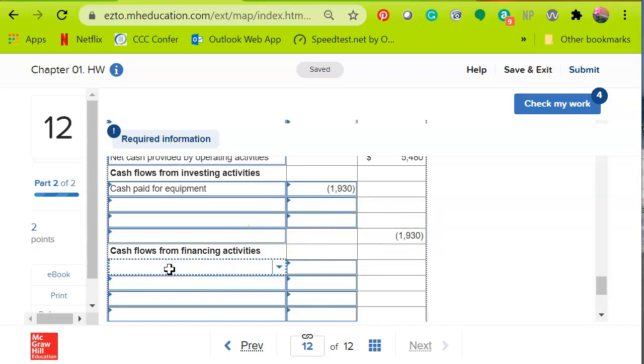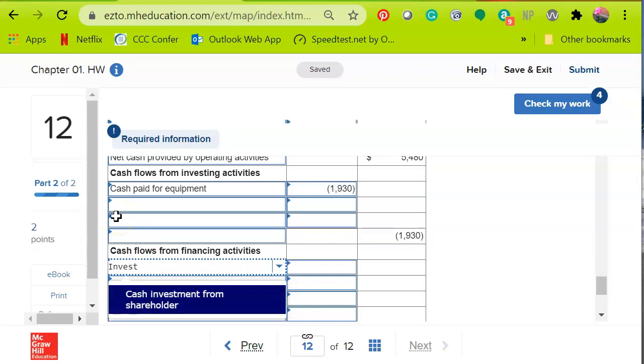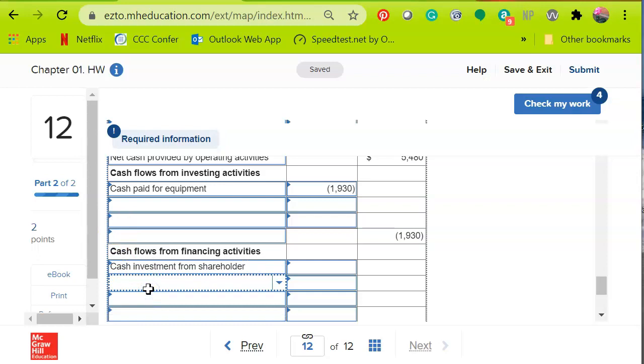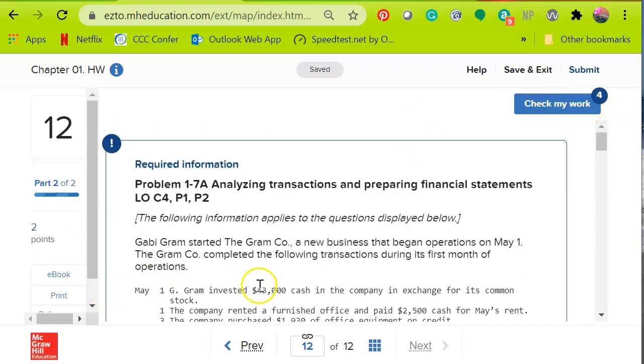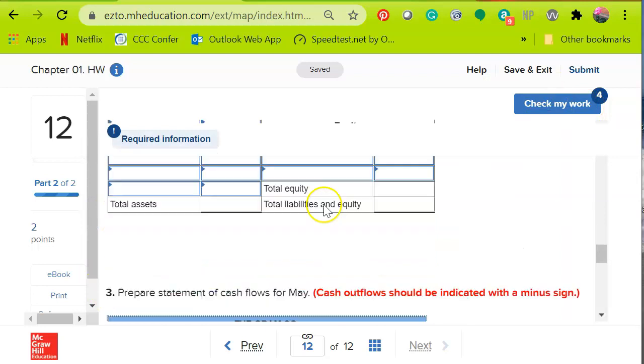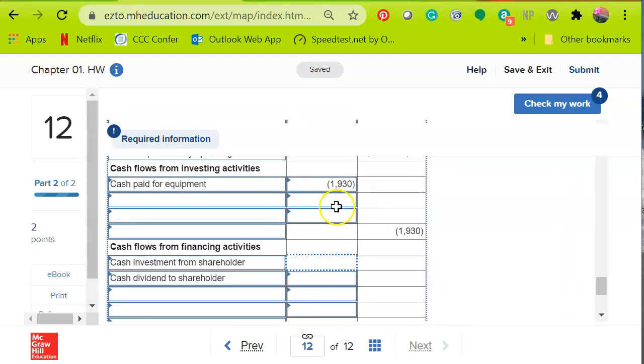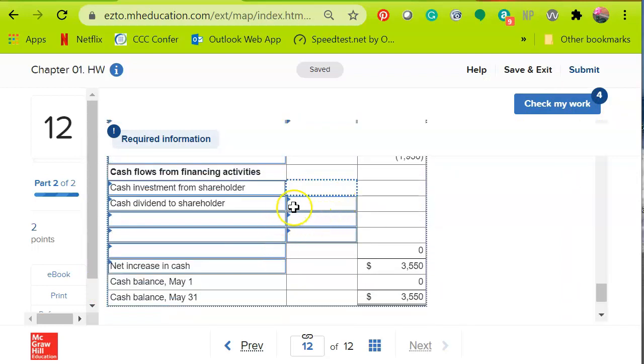And then the last section, the financing section, you're going to do cash investments from shareholders. And then the other one will be the cash dividends that you are paying out. And these are going to our shareholders on record. So we have whatever amount was invested. I think it was at the very beginning. So I have $43,000. So that number is a positive number. And then my dividends would be a negative number.